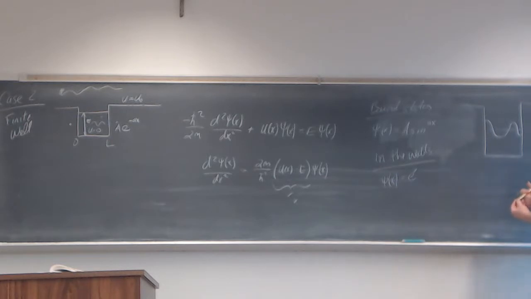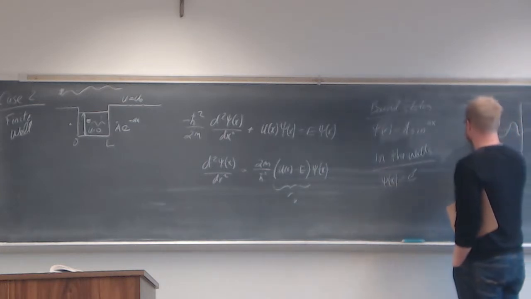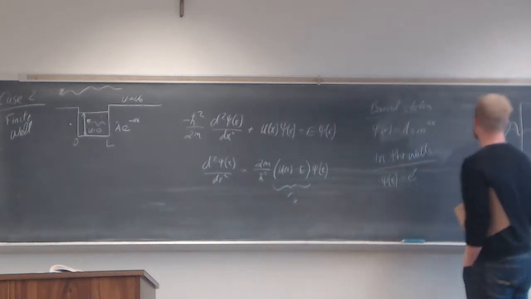Although I'm terrible at drawing these sinusoidal things, we can see that we don't have smoothness at our boundaries. We don't go back to zero at the boundaries. There's no way we can. So we need to be outside of the wall to go back to zero. And this is where our exponentials can actually help us.